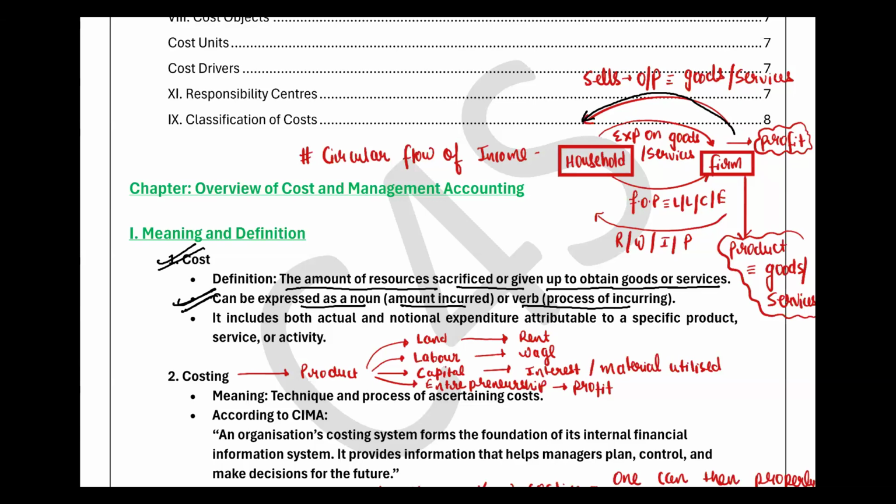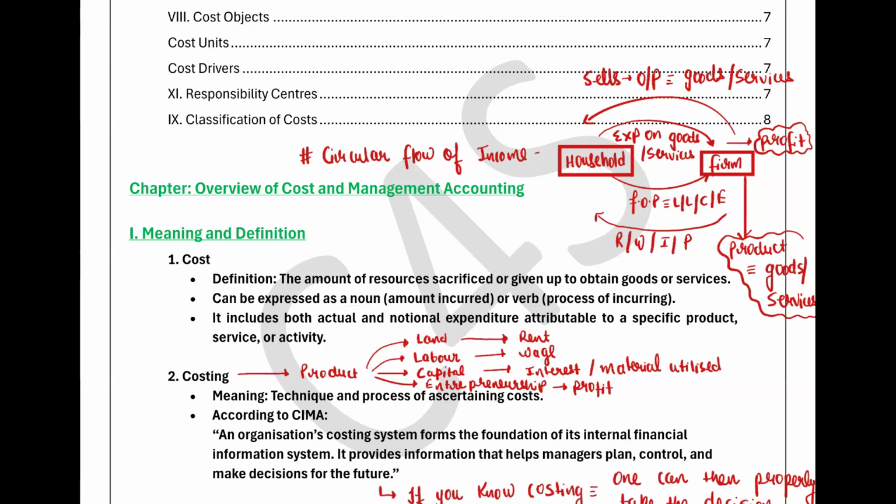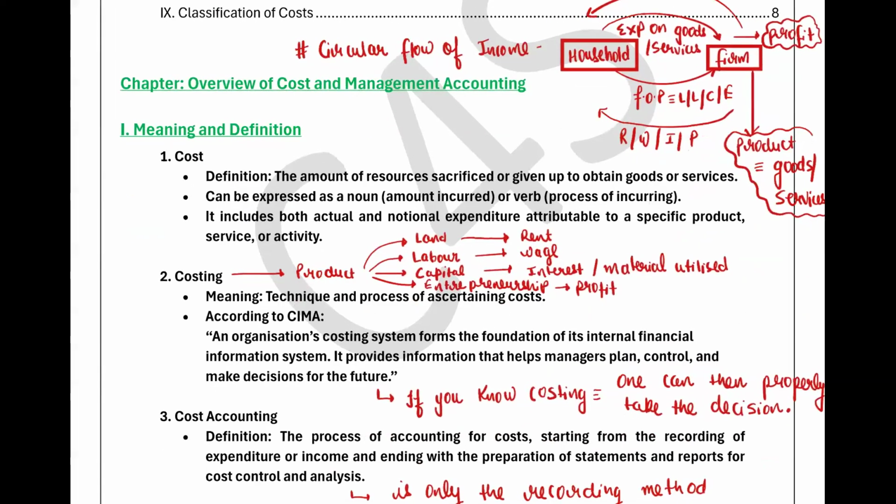This line is not very important, but the first line you should understand clearly: the amount of resource sacrificed or given up to obtain goods and services. Whatever goods and services you obtain, you will consume as a consumer, as a household. For that you will pay something, and what you are paying is a cost. Is it clear? So, sir, okay, I understand what is cost. Then why has costing been established?